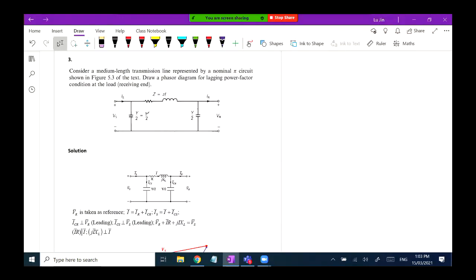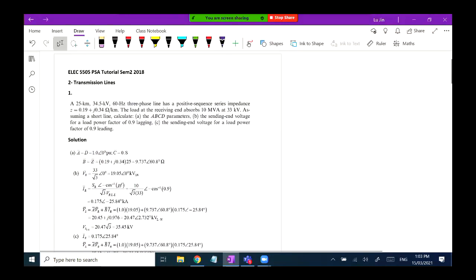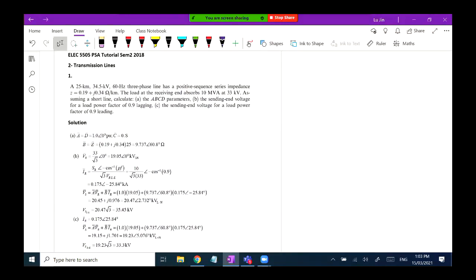We are going to plot our phasor diagram for this given medium-sized transmission line model. So this may be a little bit challenging for you. But the first 2 questions should be pretty straightforward. Okay, so let's start from the first question. In question number 1, we got 25 kilometers long. Once we read this condition, we know this is a short transmission distance because it's smaller than 80 kilometers. So by default, we should use a short transmission line model for this question.